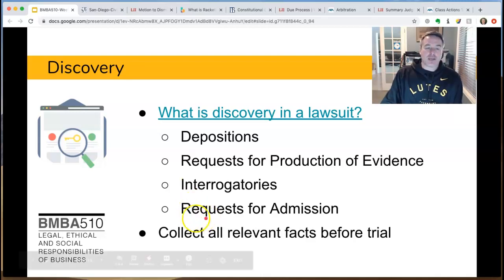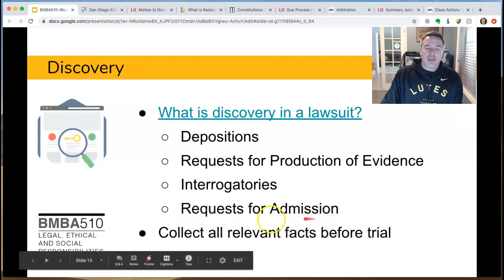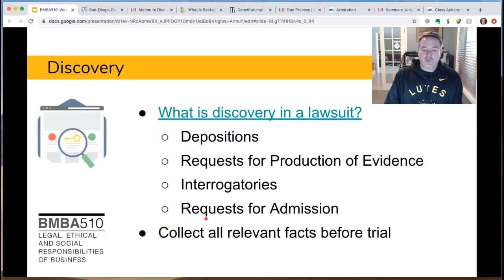And then the last one is requests for admission. And this is where the idea here is to make the trial more efficient. So if the case is over a contract and we're not disputing that the contract exists, then what we would do is the two sides would admit or stipulate that they had entered into the contract. And then we don't have to present evidence at the trial about that fact because it's already been admitted by the parties. So that's called a request for admission.